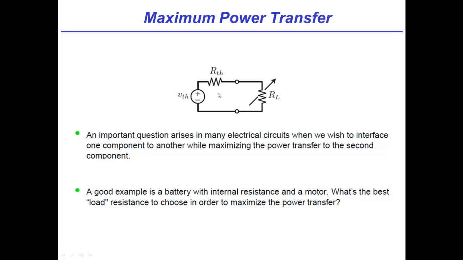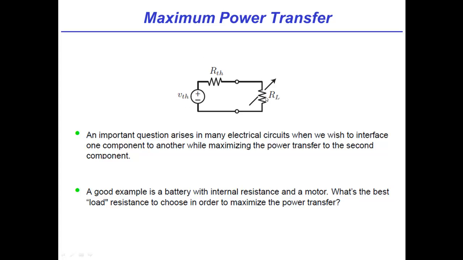So first off, we already know that to the left of these two terminals, that circuit might be a very complex linear circuit, but we can model it using the Thevenin and Norton theorems by an equivalent of a source and a resistor. So here we've got our Thevenin voltage source in series with our Thevenin resistor. So to the left, it could be anything. As long as it's a linear circuit, we could represent it this way.